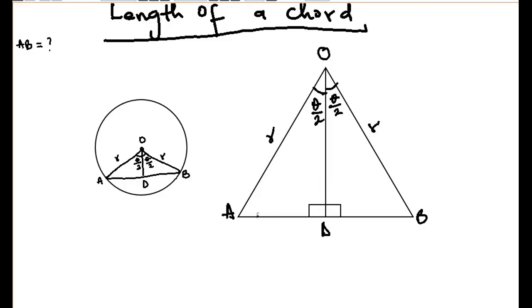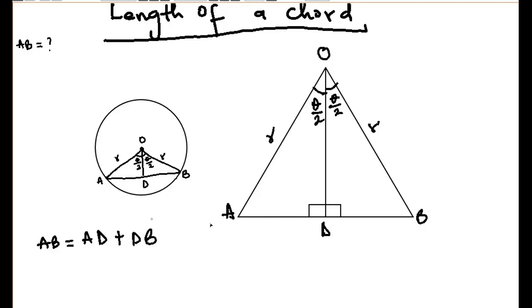So don't forget that we're trying to get the length of the chord AB. And that reminds me, chord AB, as we are seeing here, should be equal to adding AD and also adding DB. So AD and DB.